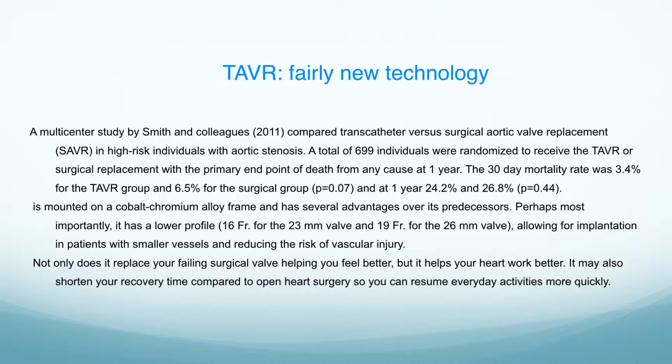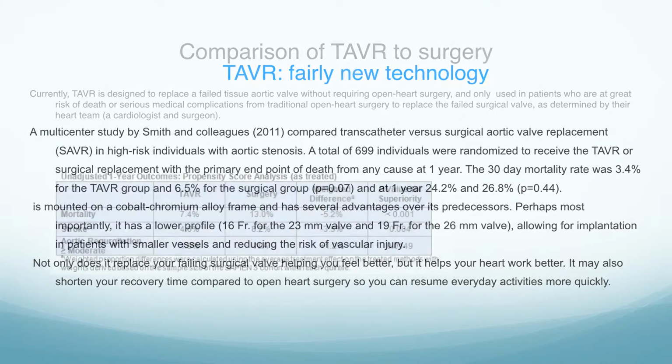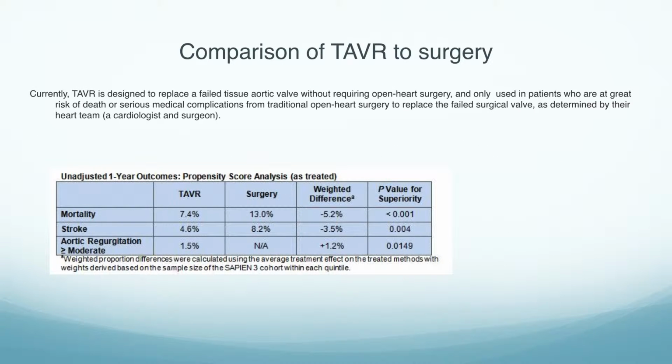The Edwards transcatheter valve is mounted on a cobalt chromium alloy frame and has several advantages over its predecessors. Perhaps most importantly, it has a lower profile, allowing for implantation in patients with smaller vessels and reducing the risk of vascular injury. So not only does it replace your failing surgical valve, helping you feel better, but it helps your heart work better. It may also shorten your recovery time compared to open heart surgery, so you can resume everyday activities more quickly. Here's a comparison of TAVR to surgery.